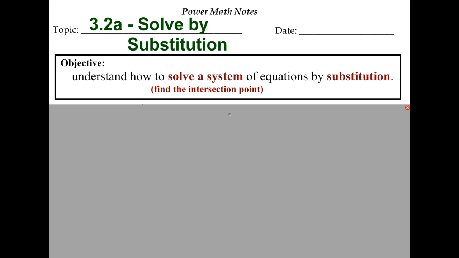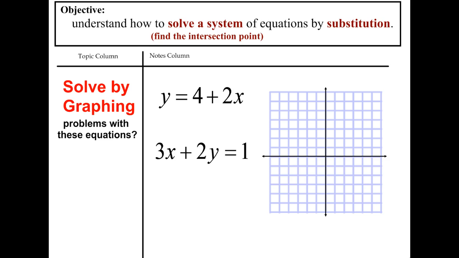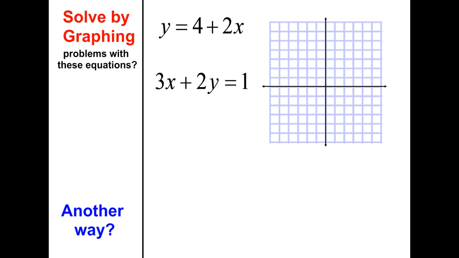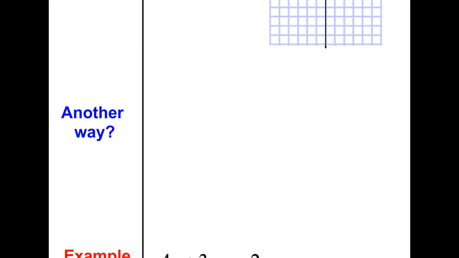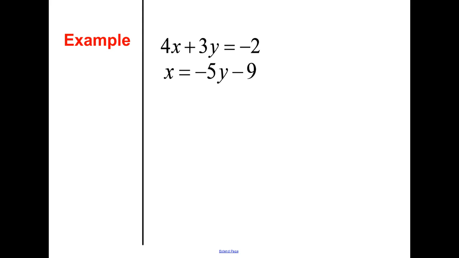So today our objective is going to be to understand how to solve a system of equations by substitution. So we're going to find the intersection point. Remember, that's what the solution is, where those two lines hit on the graph. We already did solving by graphing. If you need more work on that, go ahead and watch the previous video that we did. Right now we're going to talk about another way to solve these, and it's called substitution.